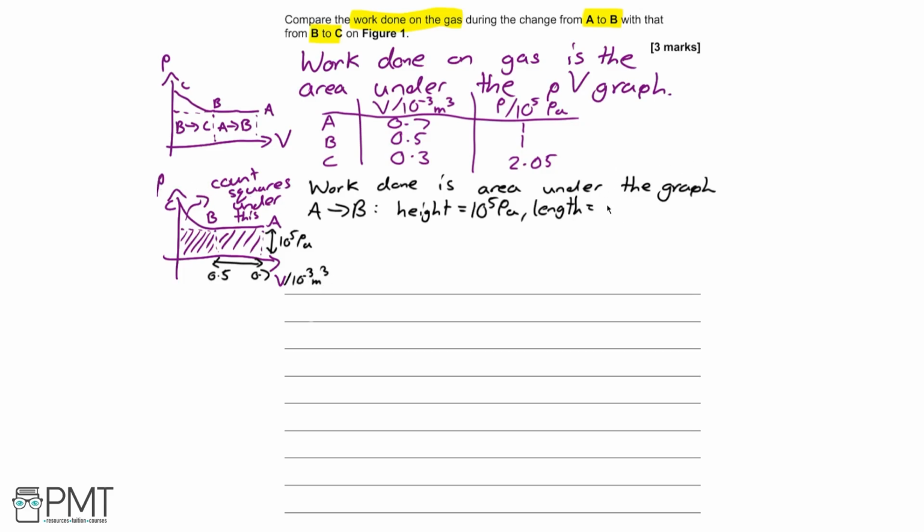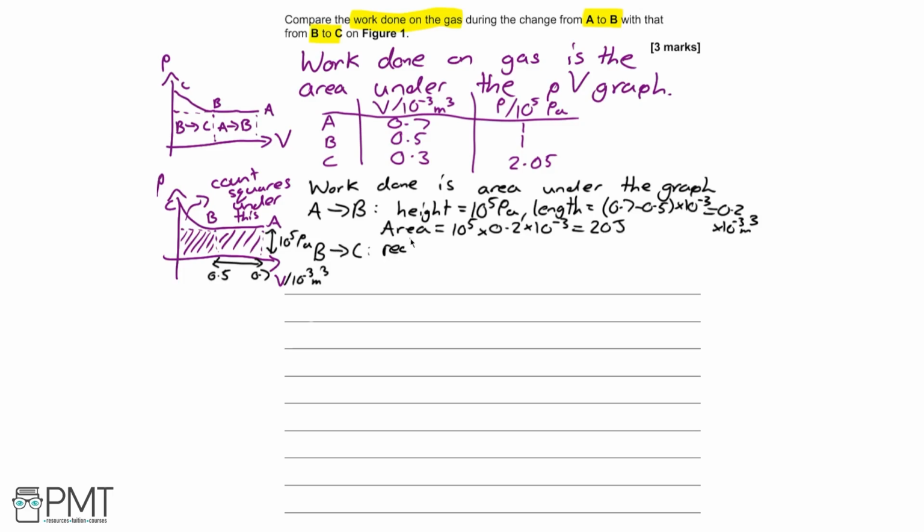So this V is in 10 to the minus 3 meters cubed. So we have that this is equal to 0.7 minus 0.5 times 10 to the minus 3, which is equal to 0.2 times 10 to the minus 3 meters cubed. So the area is equal to 10 to the 5 multiplied by 0.2 times 10 to the minus 3. And that gives us 20 joules. Now we do the same for B to C.